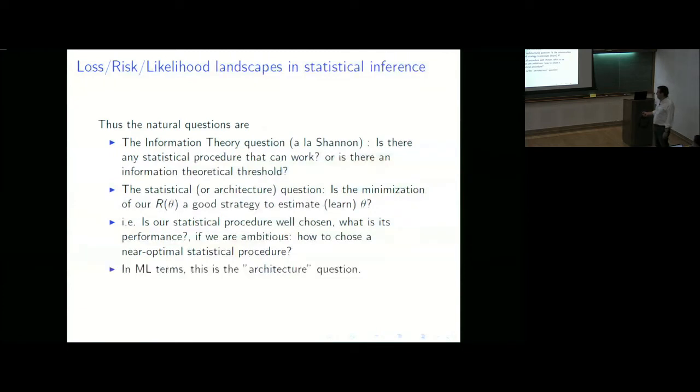And so in machine learning terms, this is the architecture question, right? Because building the network is indeed building the function L, right? The function L will be the output of your network minus your, let's say you're in supervised learning, minus your result, let's say squared, okay?